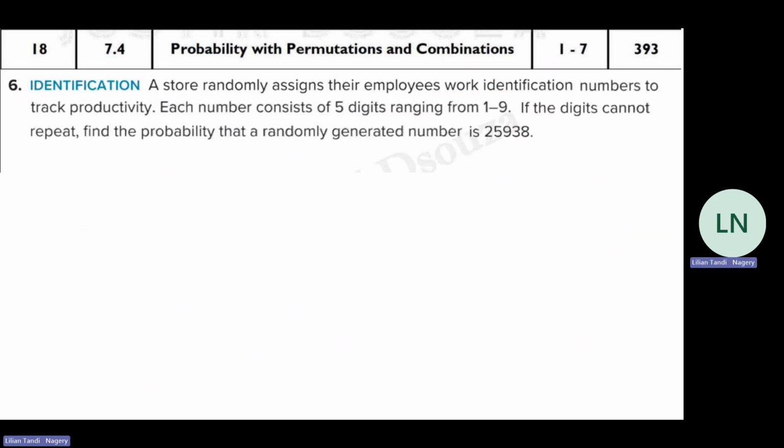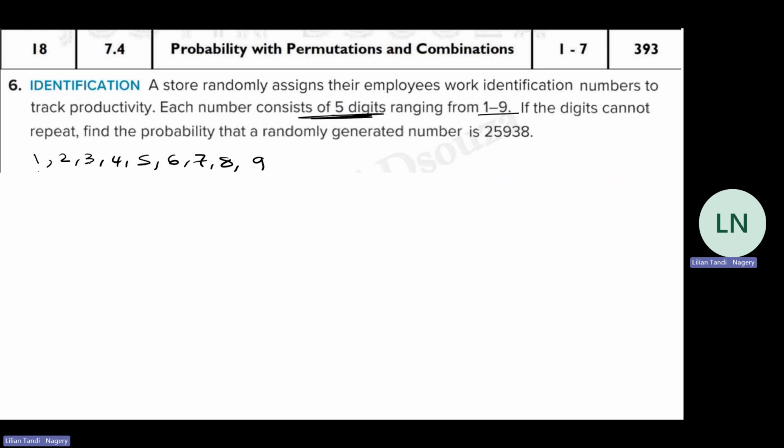At a store, they randomly assign their employees work identification numbers to track productivity. Each number consists of 5 digits, very important, ranging from 1 to 9. Okay, so my total should be, let's write our numbers: 1, 2, 3, 4, 5, 6, 7, 8, 9.